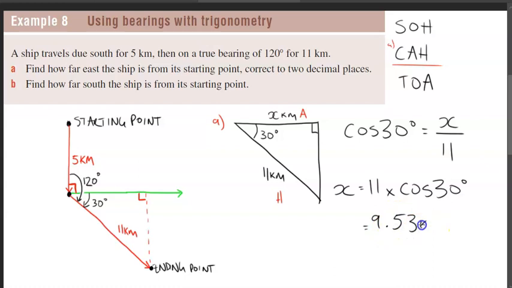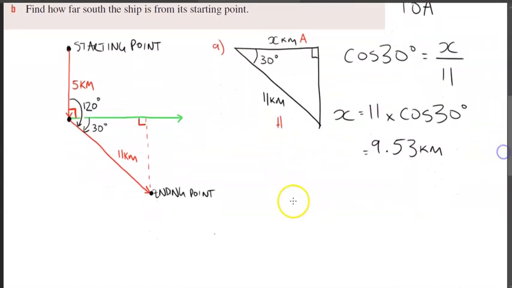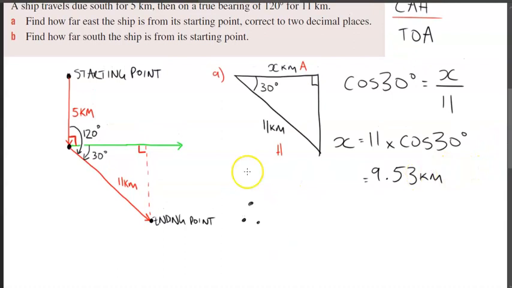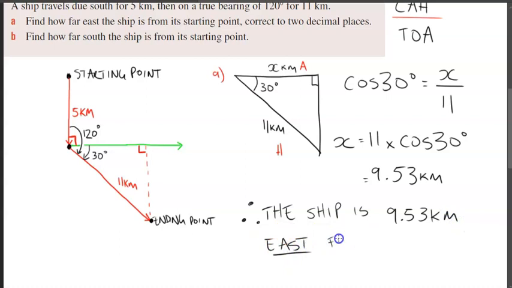So this is equal to 9.53 kilometers. Now remember, this is a worded question, so we're going to answer it in a worded format. So therefore, what was the initial question? How far east the ship is from the starting point? The ship is 9.53 kilometers east from its starting point.